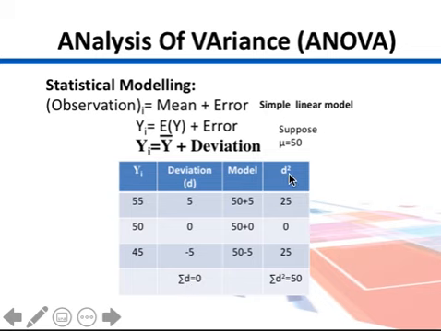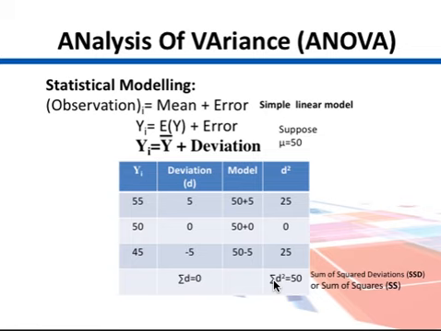So what we do is we square them, and then we add them up. This is the sum of those squared deviations, which we call the sum of squares. Sum of squares. We'll use this term, sum of squares, in ANOVA.